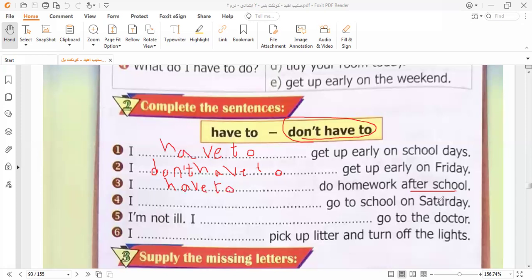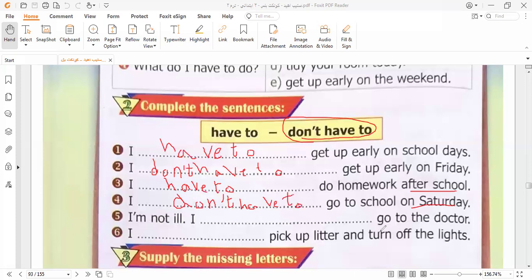I don't have to go to school on Saturday. Here, if we have a weekend, the answer will be: I don't have to go to school on Saturday.